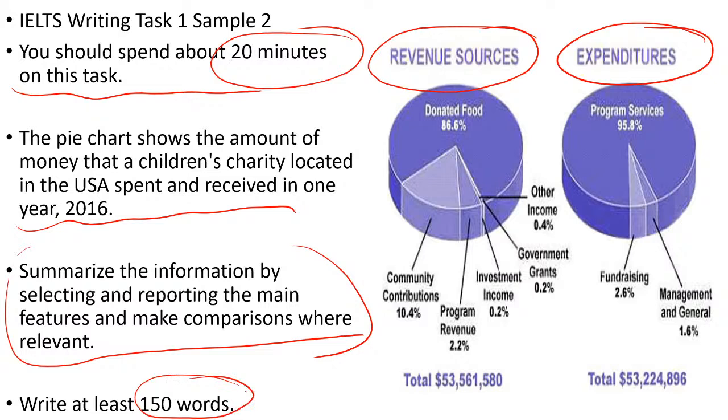If you look at these categories, the maximum revenue was from donated food and the expenditure was in the programs. You can talk about the rest: community contribution 10%, and further 22% for the program revenue and 2%, like government income and government grants, which are quite similar. Other income was just 0.4%. Fundraising was just 2.6%, and management and general expenditure was 1.6%. Further, you need to keep this data in your mind.